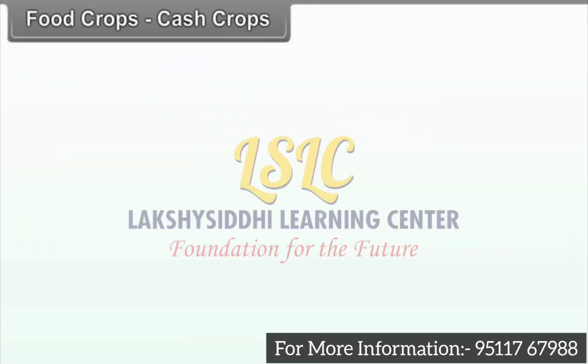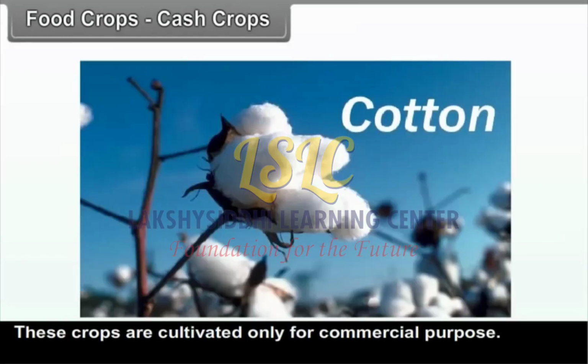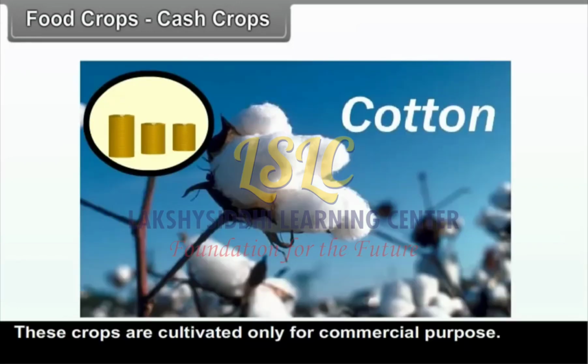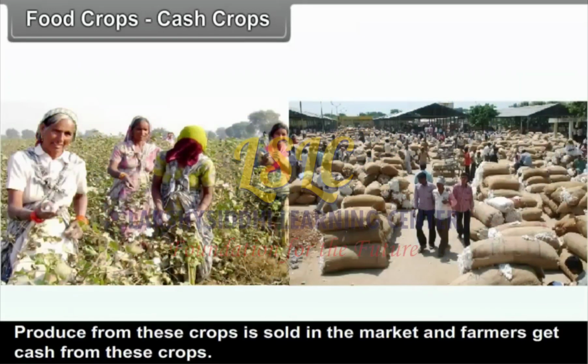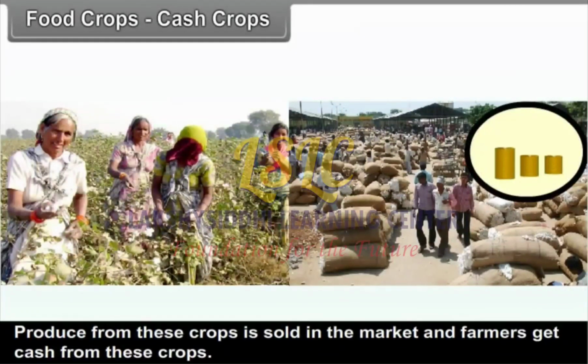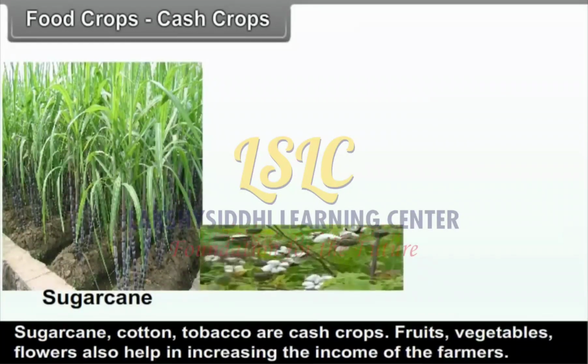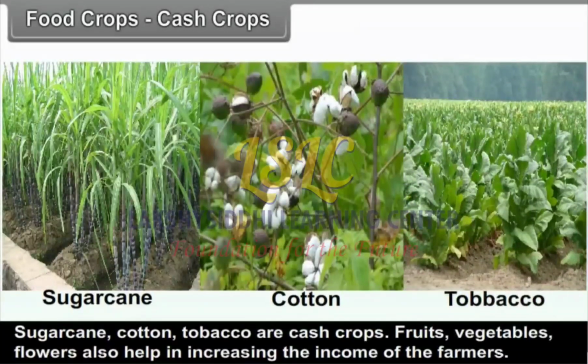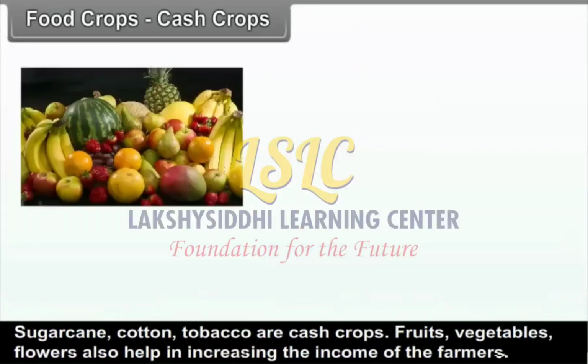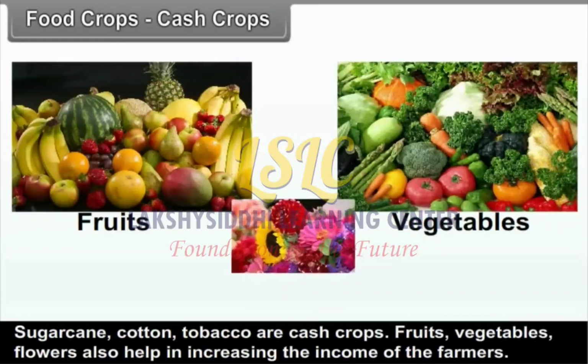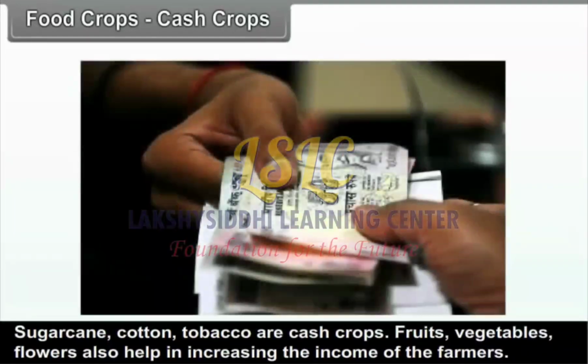Cash crops. These crops are cultivated only for commercial purpose. Produce from these crops is sold in the market and farmers get cash from these crops. Sugarcane, cotton, and tobacco are cash crops. Fruits, vegetables, and flowers also help in increasing the income of the farmers.